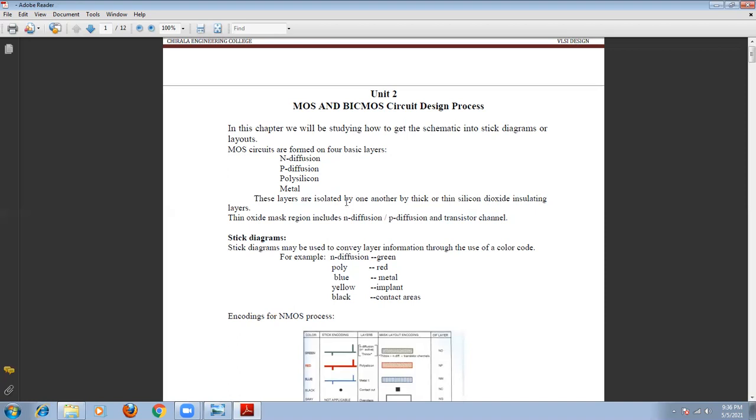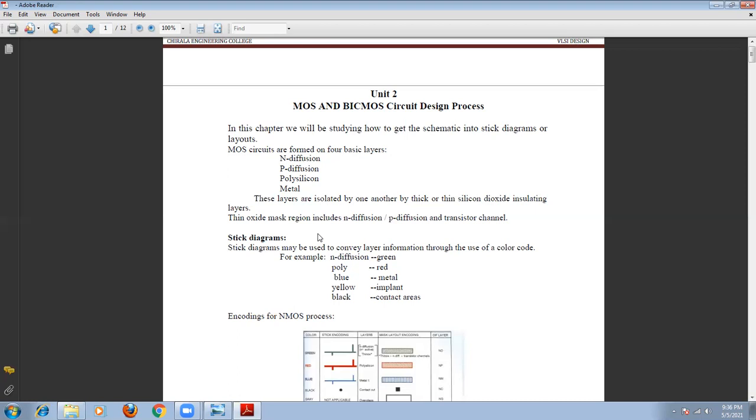Okay. So like this, we have different types of layers. There are 4 types of layers we are going to use in the MOS structures. Okay. Depending upon the MOS regions, we have different layers. Okay. Next one is the stick diagram. What is the stick diagram basically?